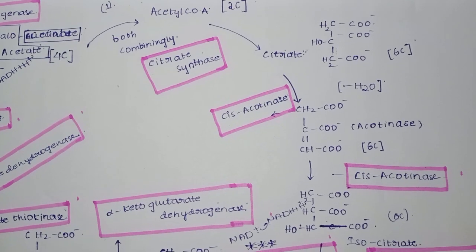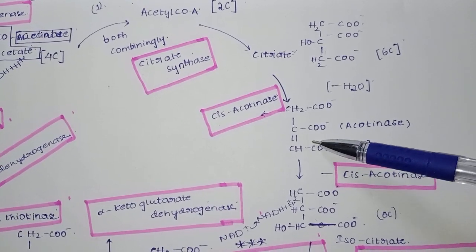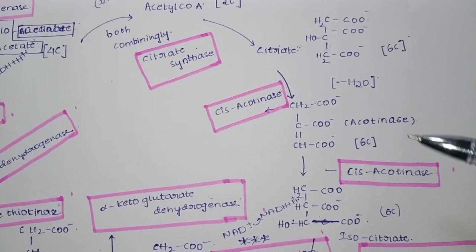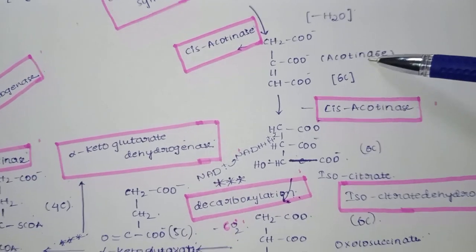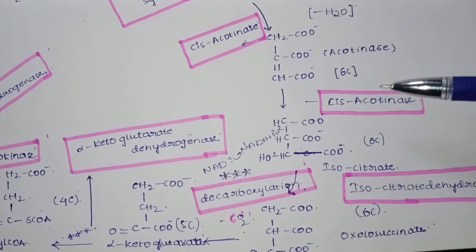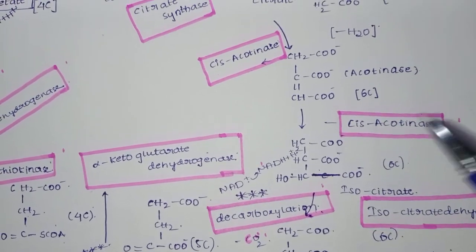Up to the 5th step we will get only 6 carbons. So 1, 2, 3, 4, 5, 6, but the only change is the double bond. Cis-aconitate, which is a 6 carbon compound, and again by using the cis-aconitase enzyme it is converted into isocitrate. Again, isocitrate is also a 6 carbon compound.